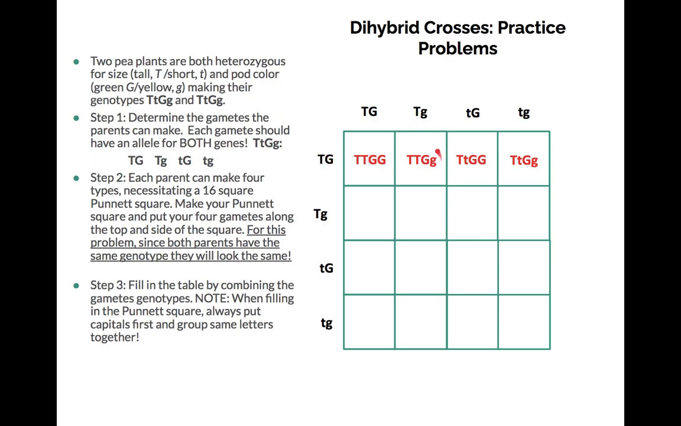Why do we want to put the capital letters first? Because that's how we understand heterozygous genotypes: we want to have big G, then little g. Then we have this line and this line. Now that I've done this first line for you, I want you to pause here and try to fill in the rest of this Punnett square.